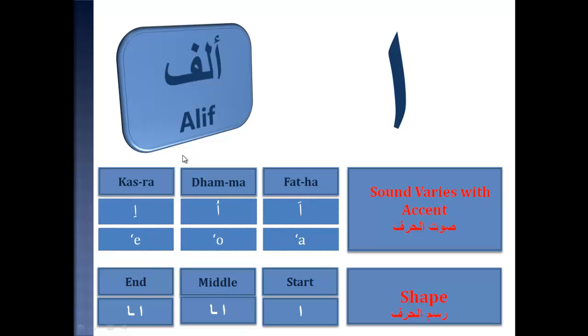Our first letter is alif. The three basic sounds are a, u, and i. As you recall, alif does not connect to the letter after it, so in the start of the word it appears as its original shape. In the middle, depending on the letter before it, it either takes its original shape or connected, and the same for the end.